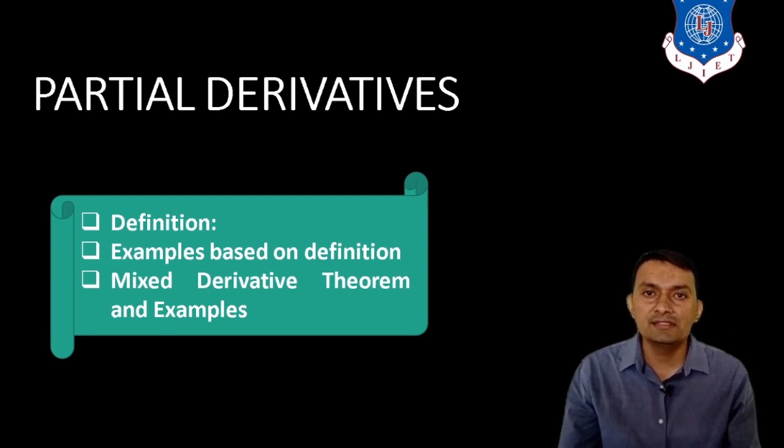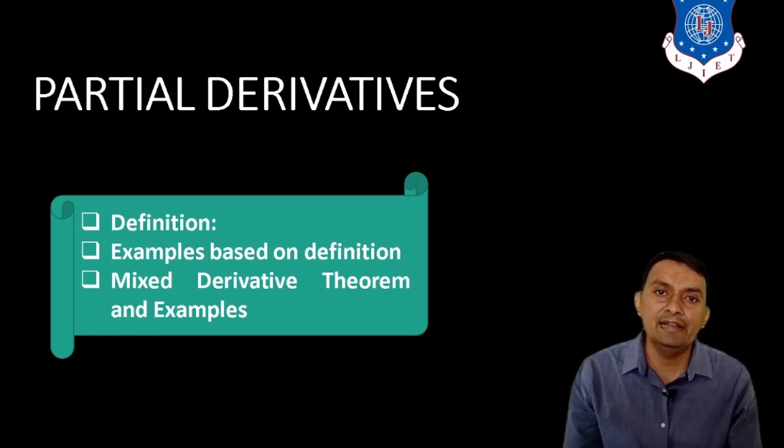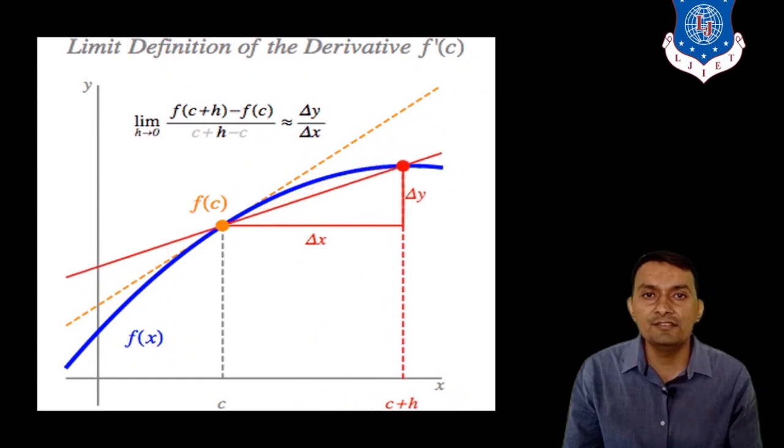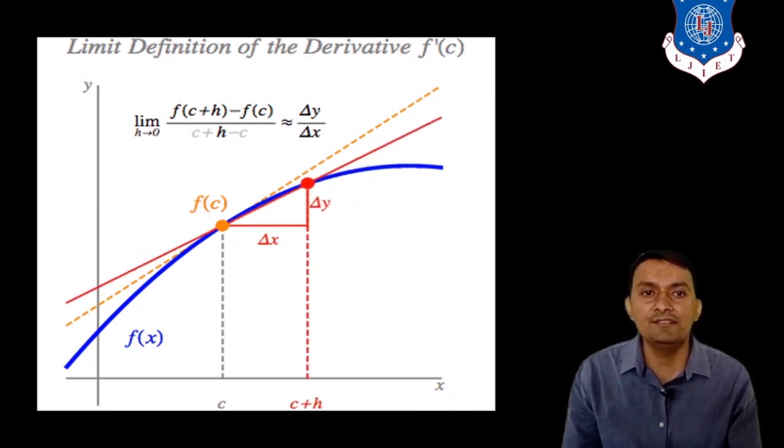Now we are going to discuss the definition of partial derivatives, with an example based on the definition. Also we are going to discuss the mixed derivative theorem and an example based on that. So let's have a look at the first limit definition of the derivative.